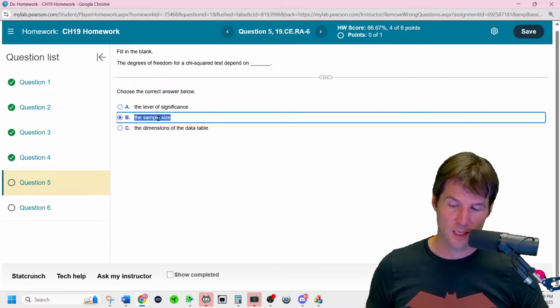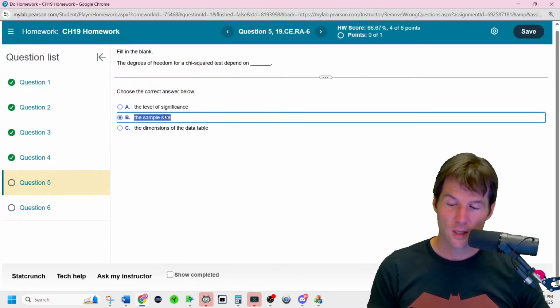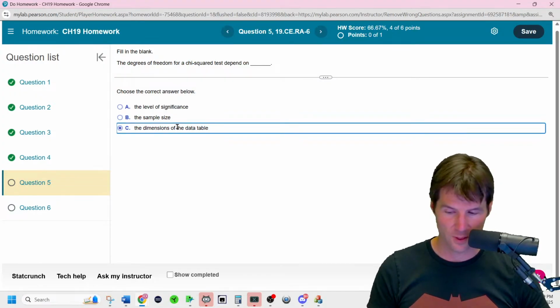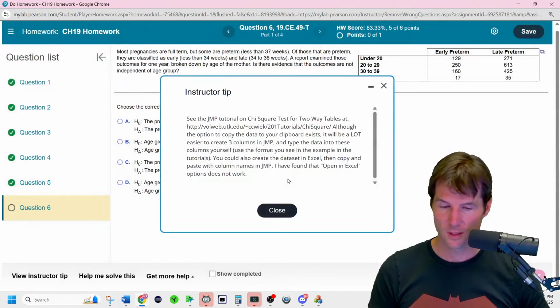This is more like a t-test. T-test is n-1, or the complicated 2-sample t. Level of significance is alpha, which has nothing to do with degrees of freedom. So the dimensions are what does it. It's rows minus 1 times columns minus 1.